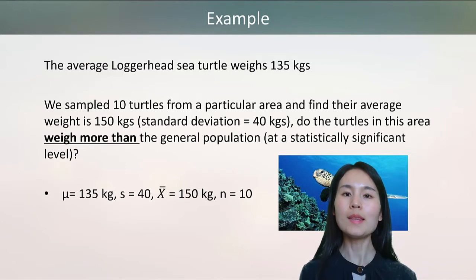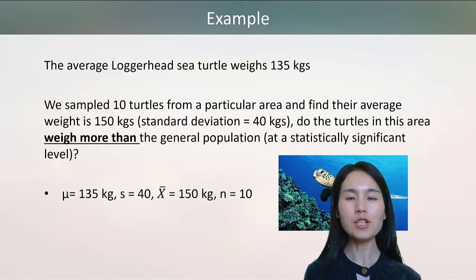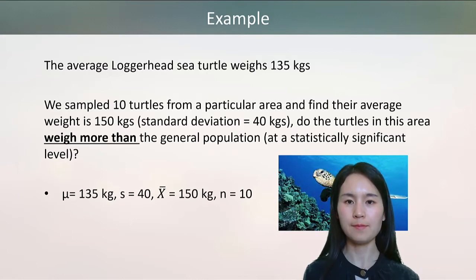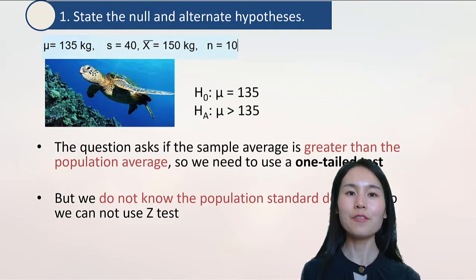So, is 150 kilograms significantly larger than the average of the population, which is 135 kilograms? And we know the mu of the population is 135 kilograms. That's the population mean. The sample standard deviation is 40 kilograms, the sample mean is 150 kilograms, and the sample size is 10. Let's again follow the 5 basic steps of hypothesis testing.